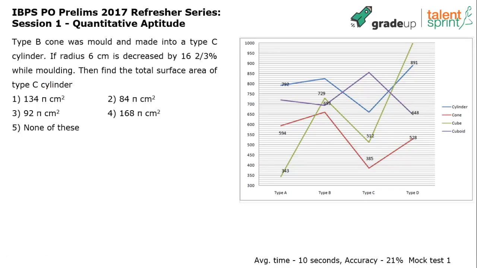Well, you can see that the average time which people have spent here is 10 seconds, but the accuracy is really low. Only 21% of people have got it right. You anyway have 36 seconds in the exam. For quant, you have the luxury of spending a few more seconds, because reasoning and English language will not take 36 seconds per question on average. So overall, if you can crack these questions in 45 seconds to 60 seconds, you should be doing good in the exam. Okay, so let's see how many of you get it right.